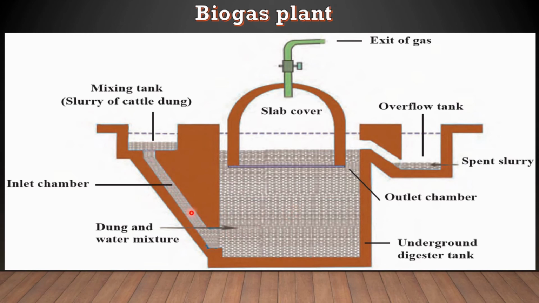When the digester is partially filled with slurry, the introduction of slurry is stopped and the plant is left unused for about 2 months. During these 2 months, anaerobic bacteria present in the slurry decompose or ferment the biomass in presence of water. As a result of anaerobic fermentation, biogas is formed which starts collecting in the dome of the digester.